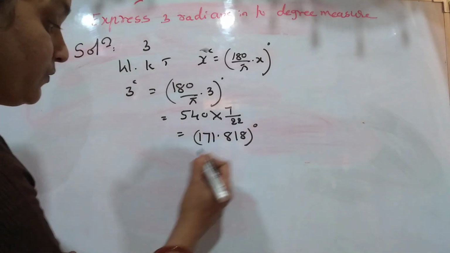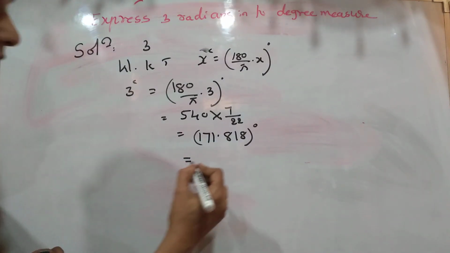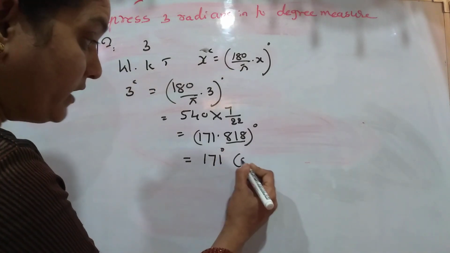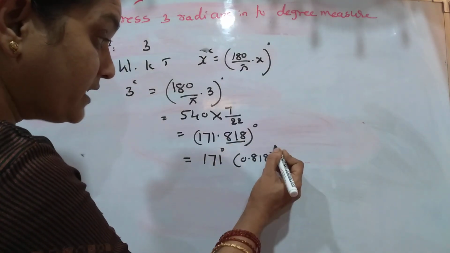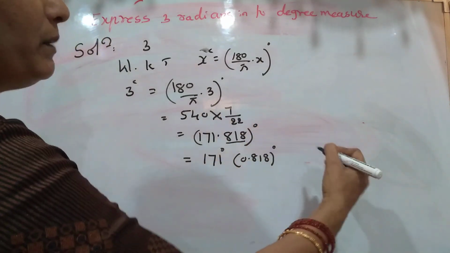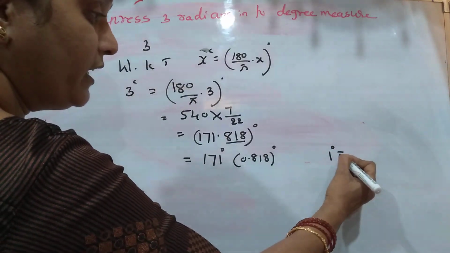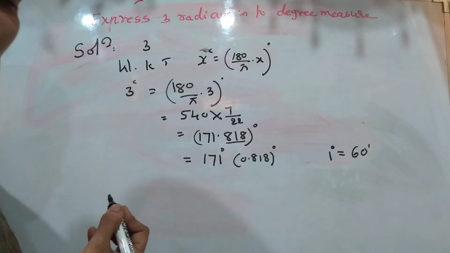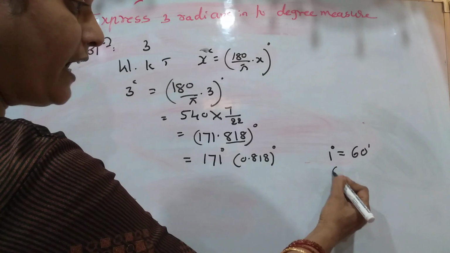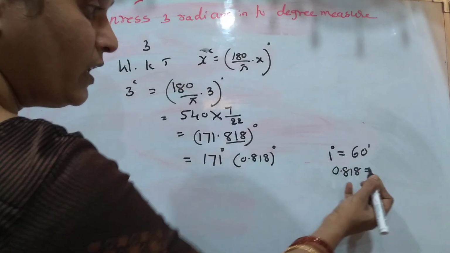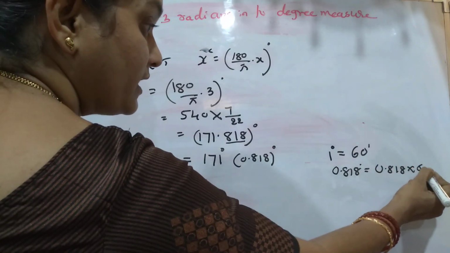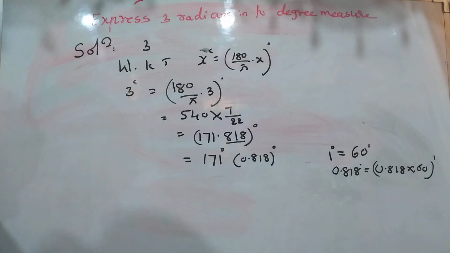Then when we multiply this, I get 171.818 degrees. Now here you will notice that there is 171 degrees and this 0.818 is a fraction of a degree. If you have a fraction of a degree, that can be written in terms of minutes, because 1 degree can be divided into 60 equal parts. Each part is 1 minute. Thus 1 degree is 60 minutes. Like that, 0.818 is how many minutes? 0.818 into 60, the answer comes out in terms of minutes.